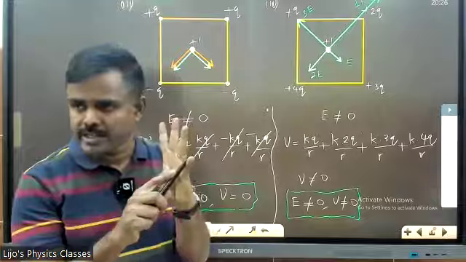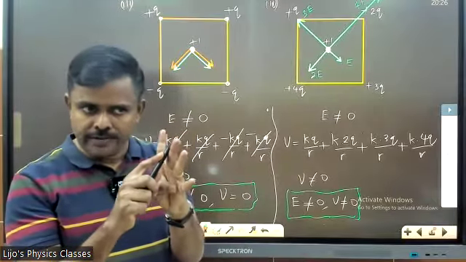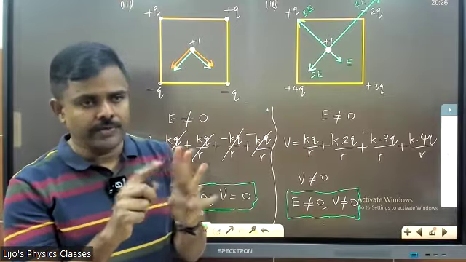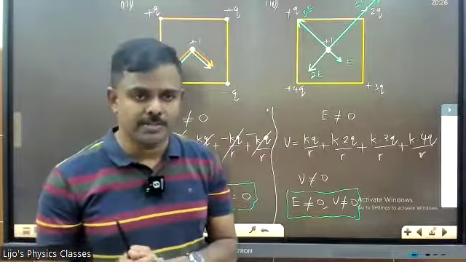E is equal to 0, V is equal to 0. E is equal to 0, V not equal to 0. E not equal to 0, V is equal to 0. E not equal to 0, V not equal to 0. Understood? All the 4 configurations are possible. Got it?